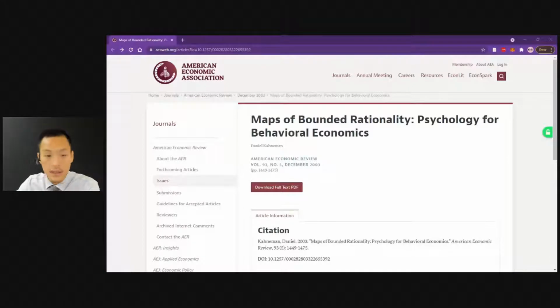The second paper that we're going to talk about is, I wouldn't say a little bit harder, because it is a shit ton harder. It is a really hard paper to read, but it's also a very, very rewarding paper to read. It is this one, right? Maps of Bounded Rationality, Psychology for Behavioral Economics, right?